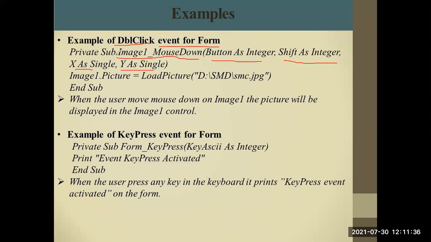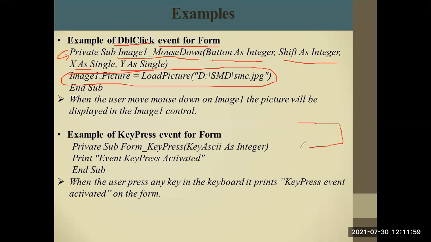So this is your event, the event which is generated. Now this is the action that could be performed: if this event is done, this action will be performed. What will happen now? Image1.Picture will load this particular image. Whenever the user moves the mouse down on Image1, what will happen?